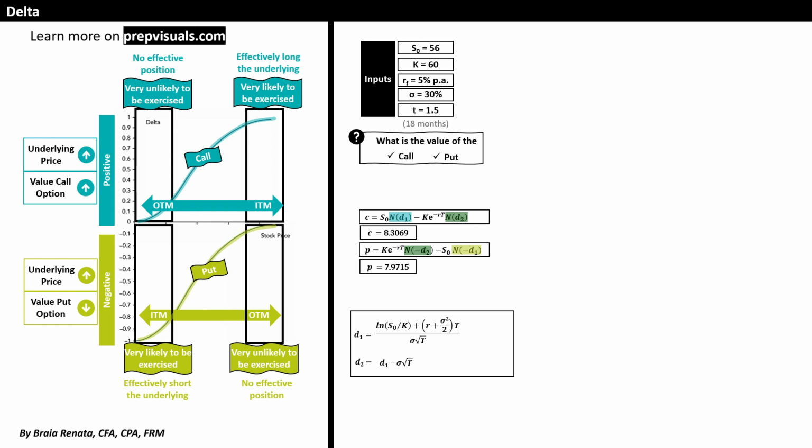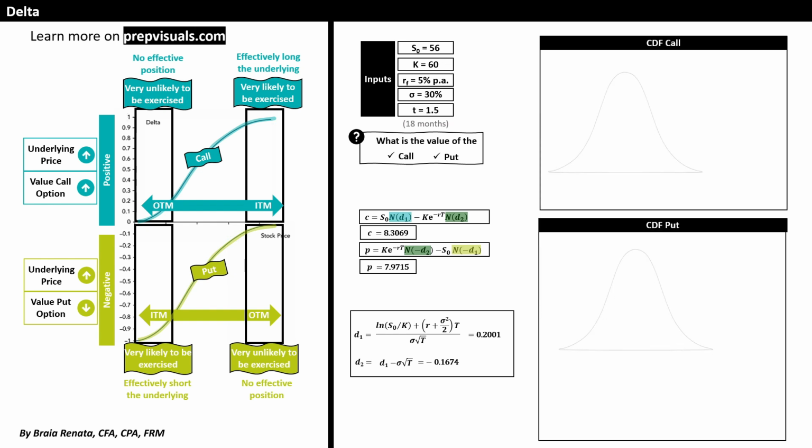So in order to calculate these values, we first need to calculate D1 and D2, which is a simple plug and play. Once we plug in the inputs, we would get D1 to be this value over here, and D2 to be this value over here. And once we have these values, we need to plot these on the cumulative distribution function for both the call and the put. Now, please keep in mind, this is the cumulative distribution function of a standard normal distribution with a mean of 0.